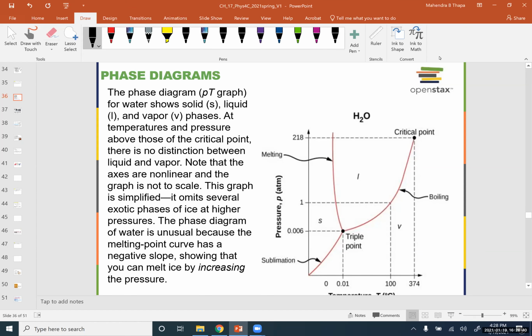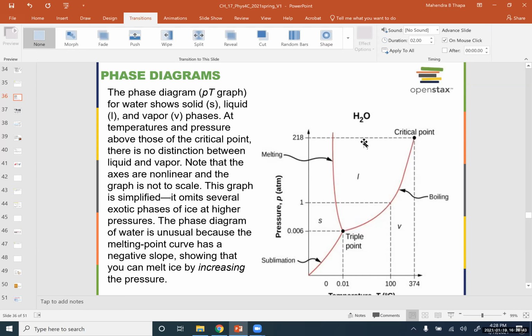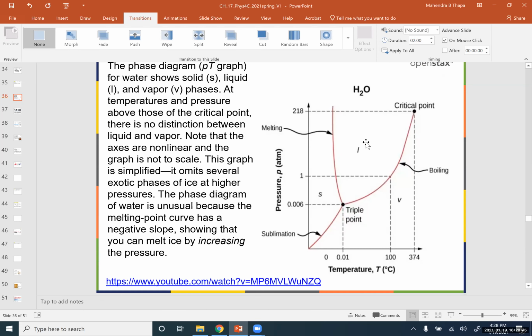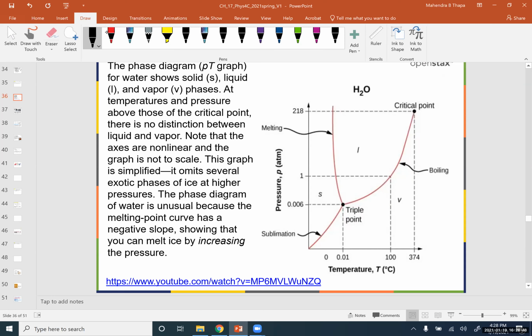In this phase diagram, you can see that along the X axis we have drawn the temperature, and along the Y axis we have drawn the pressure. But this phase diagram is only for water. Different substances have different phase diagrams. So here, pressure is along the Y axis and temperature is along the X axis.